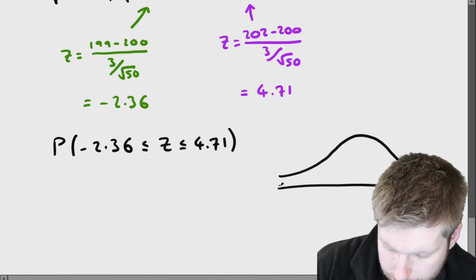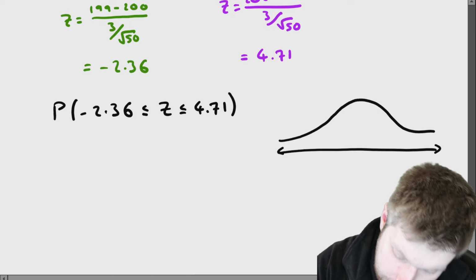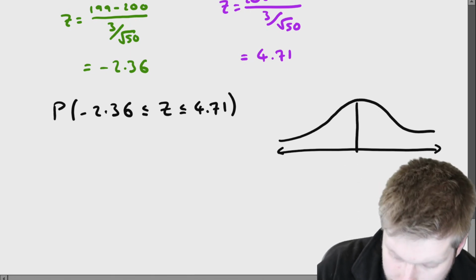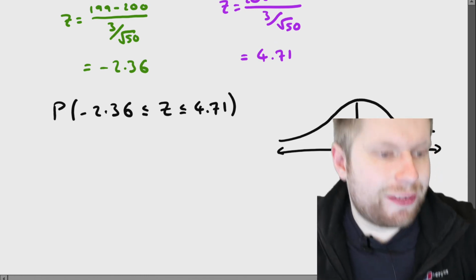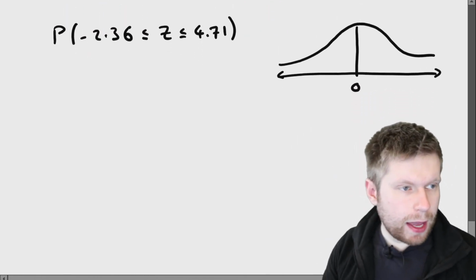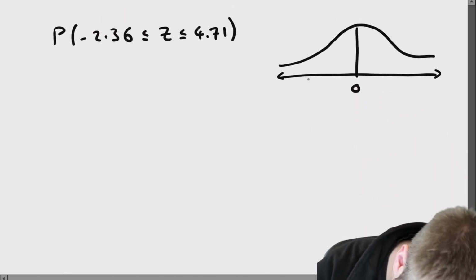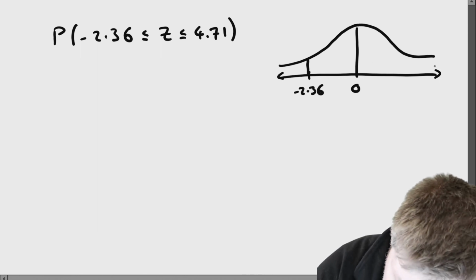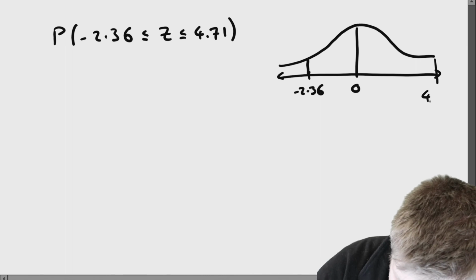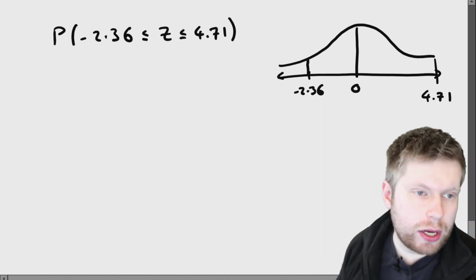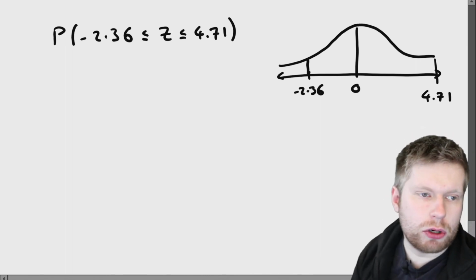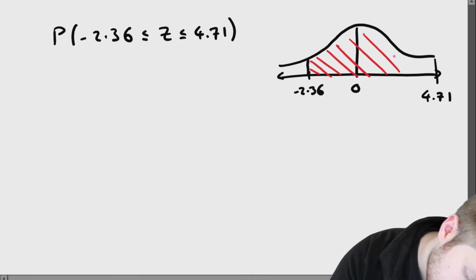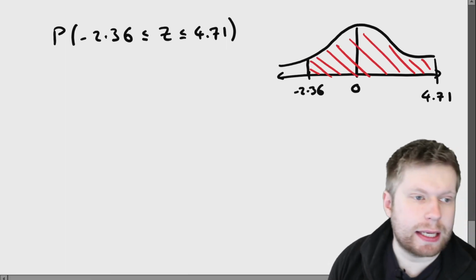So here's my curve. I'm looking for an average value in the middle, so that's going to be 200. Sorry, that's going to be 0 because I'm working with my units of standard deviation graph now, so this thing here. I'm looking for negative 2.36, and negative 2.36 is here. I'm looking for 4.71. Well, 4.71 is way out over here. It's well above the 3 units of standard deviation each side of the mean that we usually look at. And I'm going to be looking for the probability that I end up in that particular region.